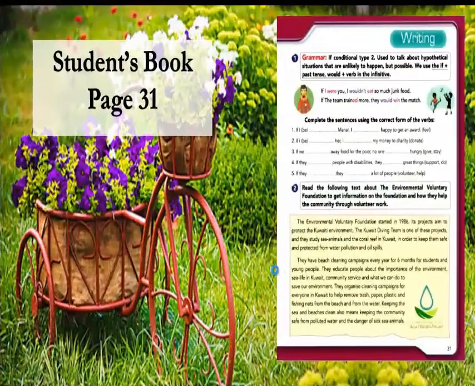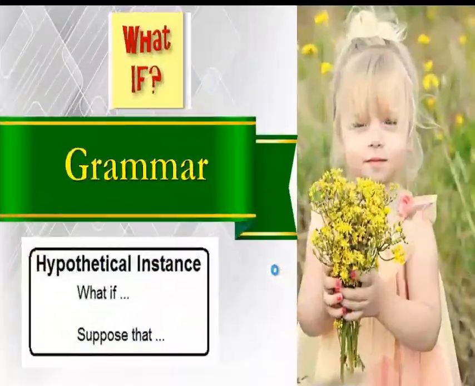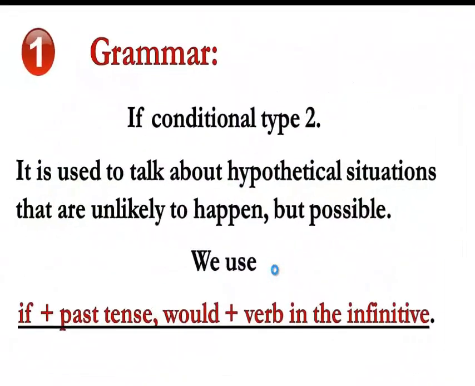Now, next page, page 31. And this is the important thing here. The second grammatical rule, if conditional type 2. Okay? It's used to talk about hypothetical situations that are unlikely to happen but possible.